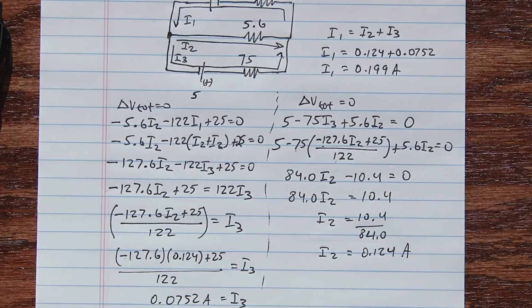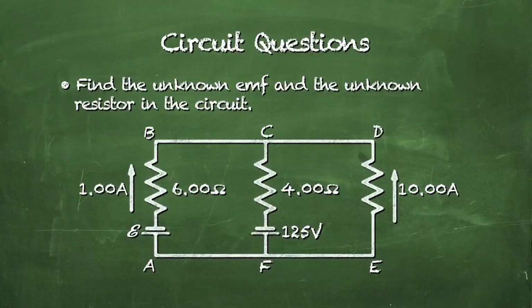Let's work another example. Find the unknown EMF and the unknown resistor in the circuit below. So you have a circuit diagram where you're given the current in two branches of the circuit. You have a battery with an unknown EMF, that's the one all the way to the left, and you have a resistor of unknown resistance, that's the one all the way to the right, and you're asked to find the unknown EMF and the unknown resistance, but you'll do it exactly the same way. You'll use your Kirchhoff's laws as your starting equations to answer this question. So draw your diagram, use your Kirchhoff's laws, and please answer the question.